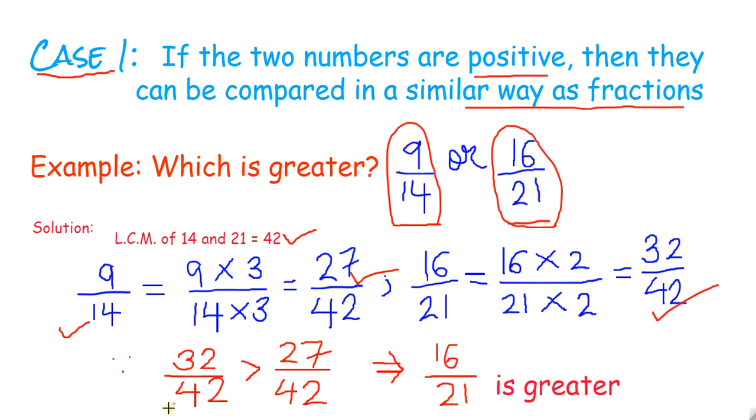Now both of these given fractions have the same denominator. Now we can just compare the numerators. So as we can see, 32 upon 42 is greater than 27 upon 42. Which means the fraction or the rational number 16 upon 21 is greater. So this is the first method by using which we can compare two given rational numbers. Let us just see more methods.